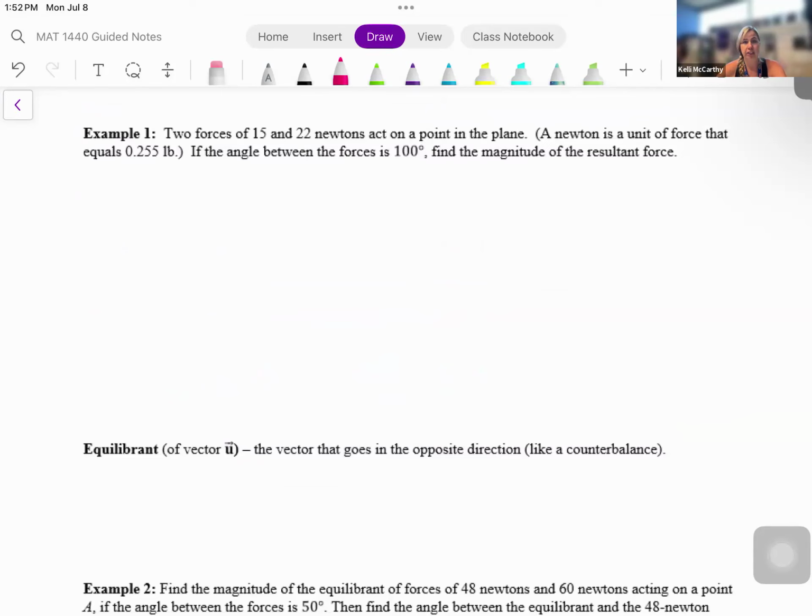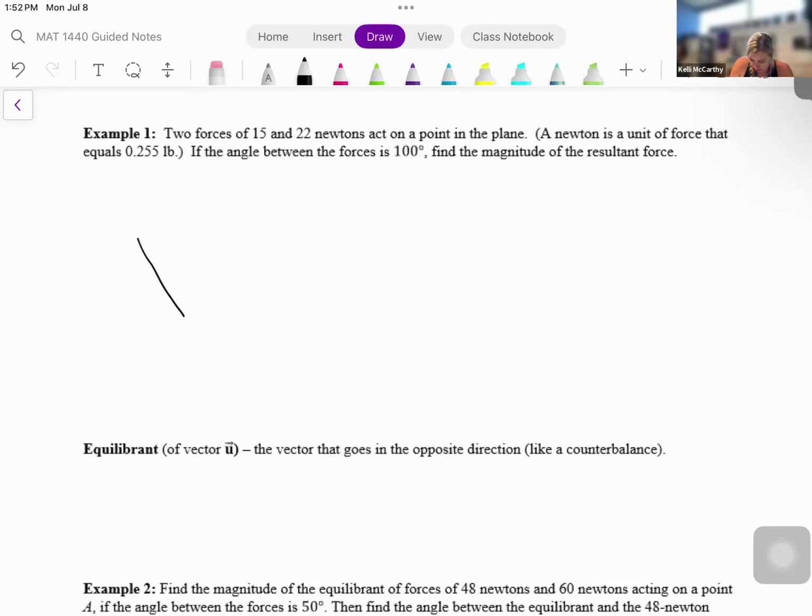Two forces of 15 and 22 newtons act on a point in a plane. And a newton is just a unit of force that is equivalent to 0.225 pounds. If the angle between the forces is 100 degrees, find the magnitude of the resultant force. So we've got two vectors that we want to represent as forces, and the angle between them is 100 degrees. So I'm going to start illustrating just that.